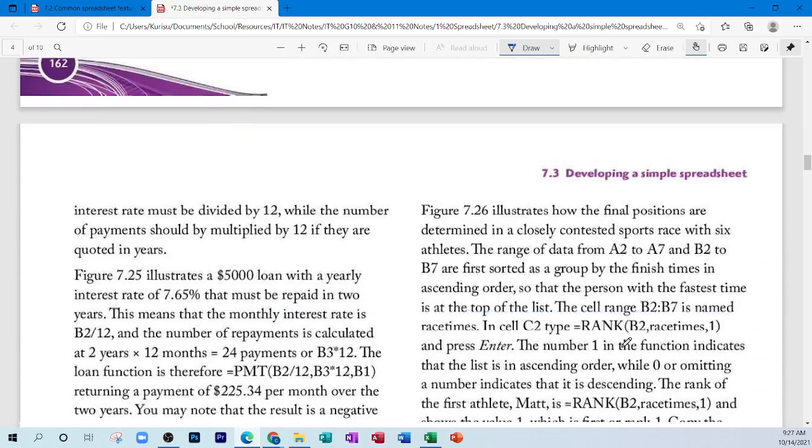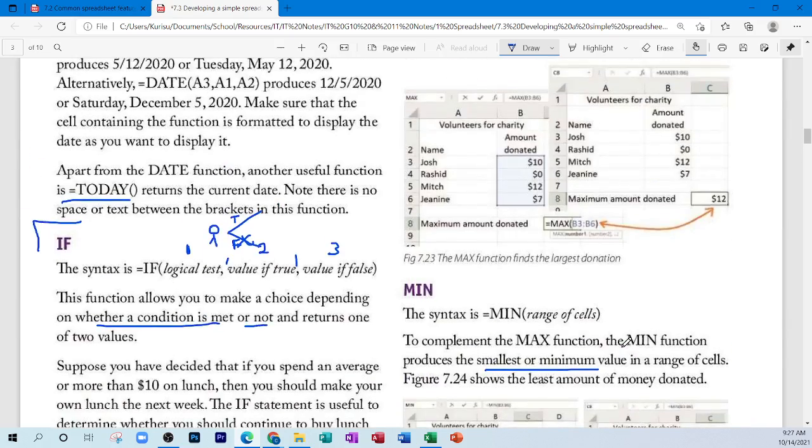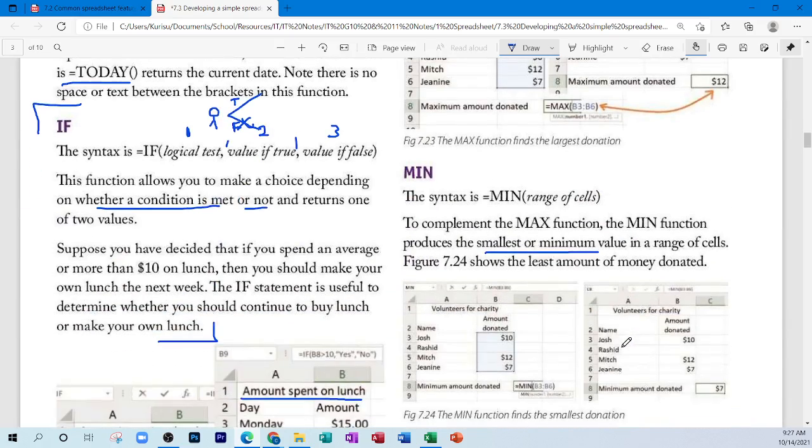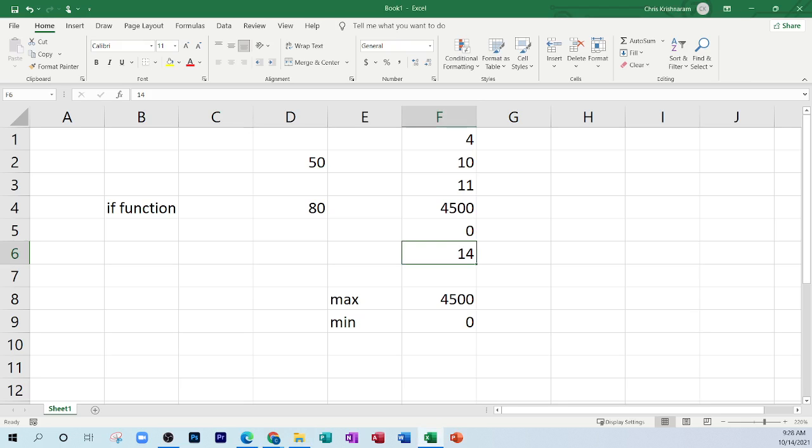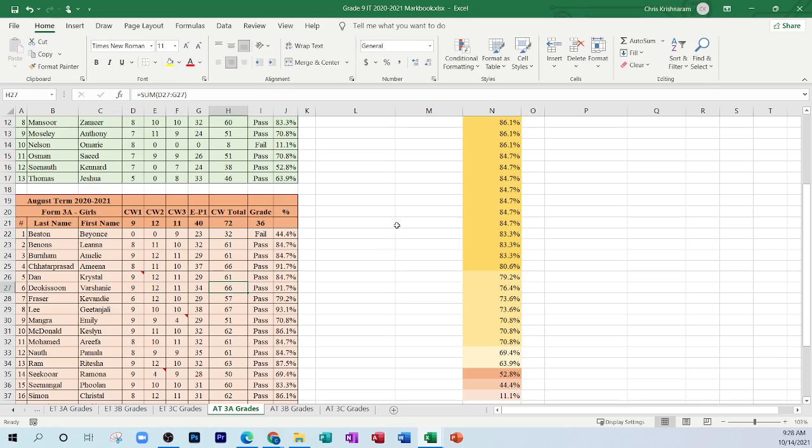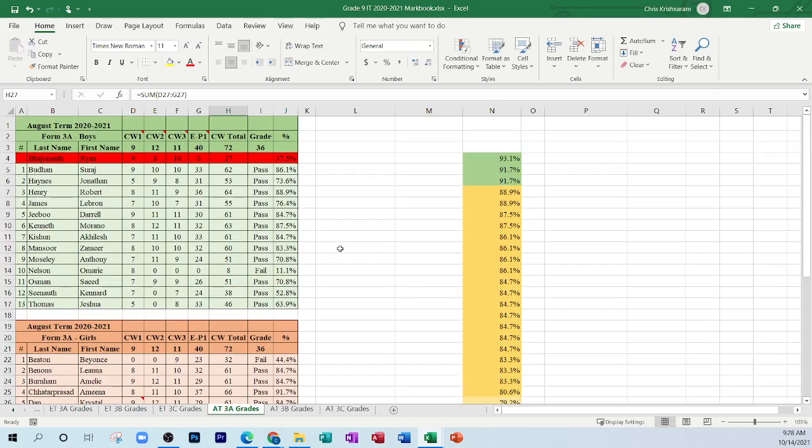Alright, so let me see. Oh, let me give an example of this if function here. That was what I was looking for. I would use this if function, for example, when I am doing grades. So let me find your grades. Let me find your mark book from third form. So this is your mark book from third form.